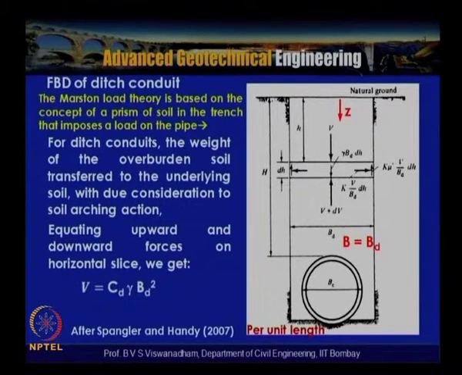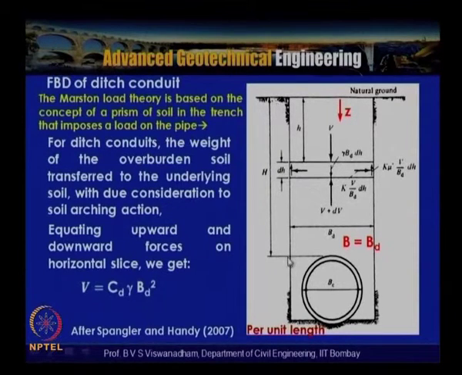In this slide, a free body diagram of the ditch conduit is shown. A conduit of external diameter Bc and internal diameter, let us say, small d, and the width of the trench is indicated here as Bd. From the terminology we can also write B equals Bd, and let Z be the depth from the natural ground surface. So this is the ditch conduit condition. Marston load theory is based on the concept of the prism of soil in the trench that imposes a load on the pipe.